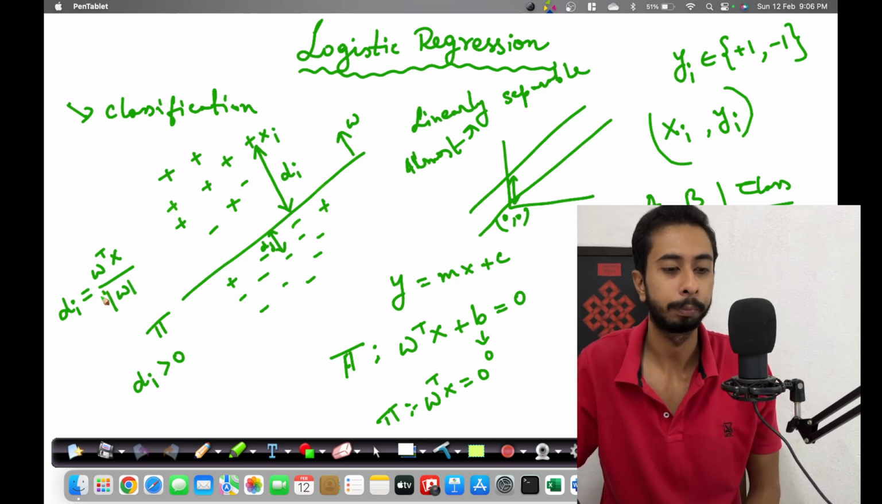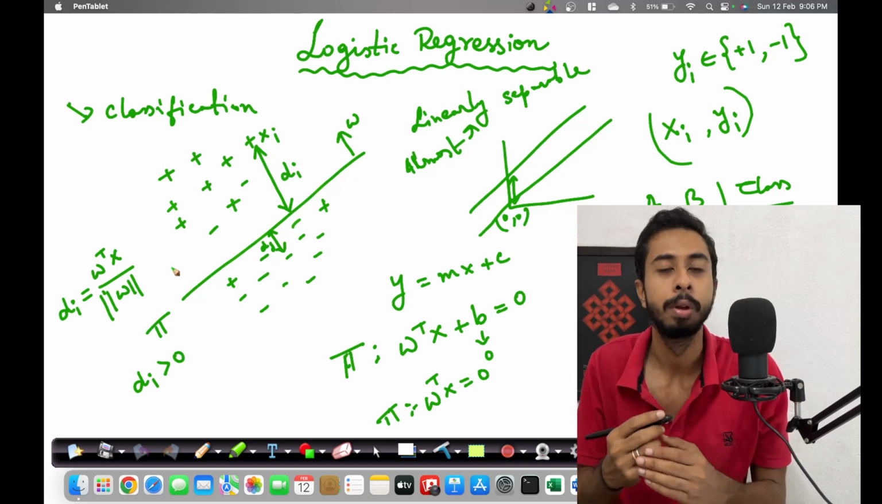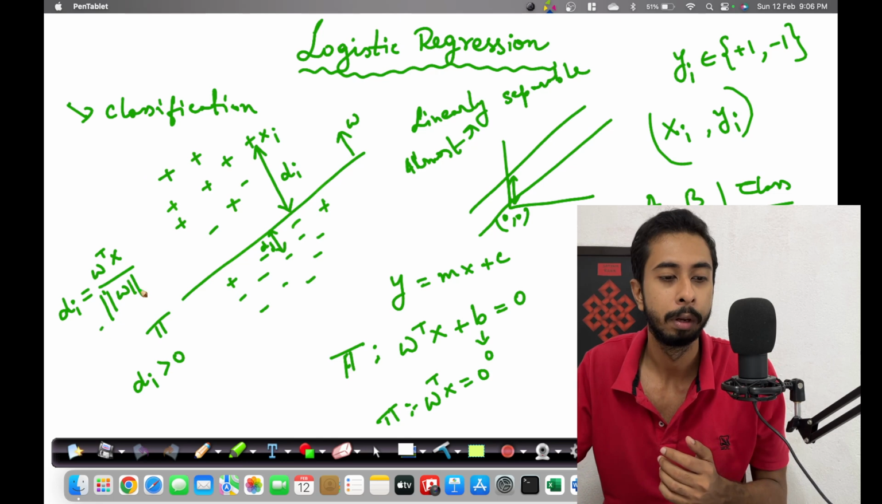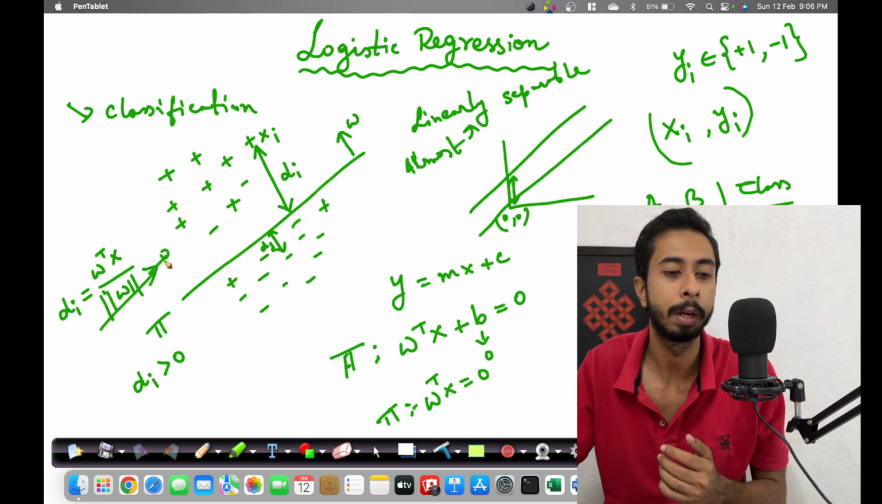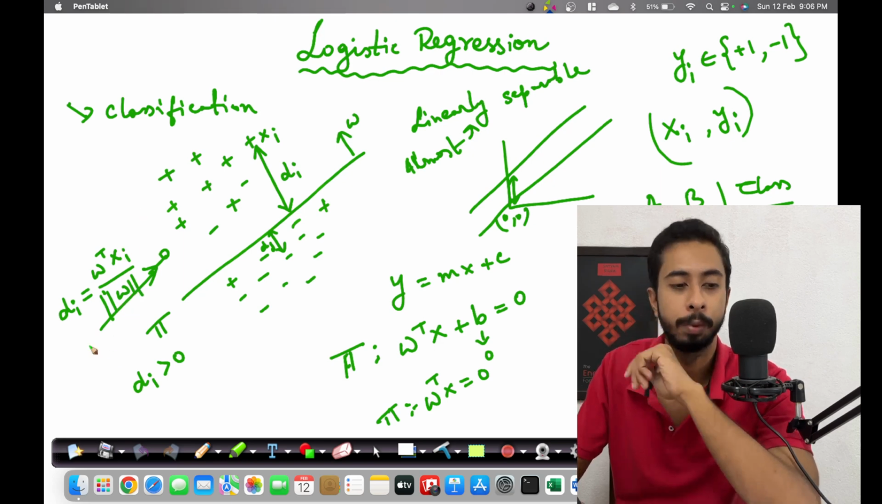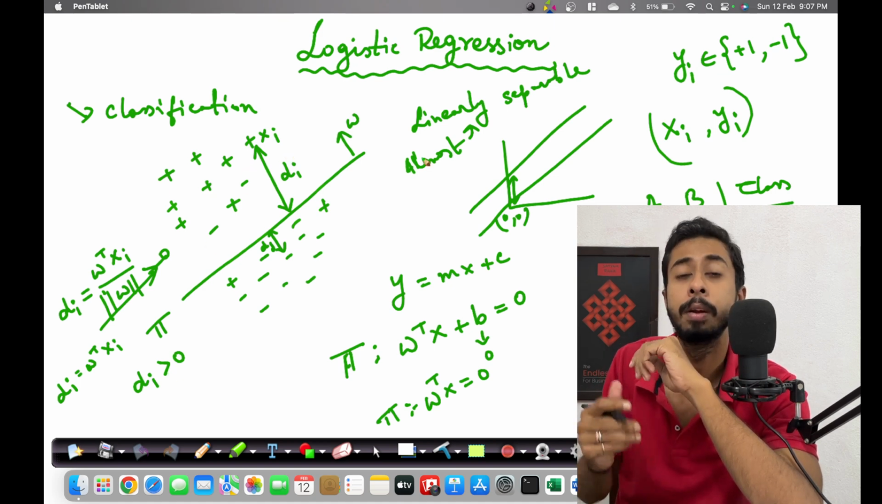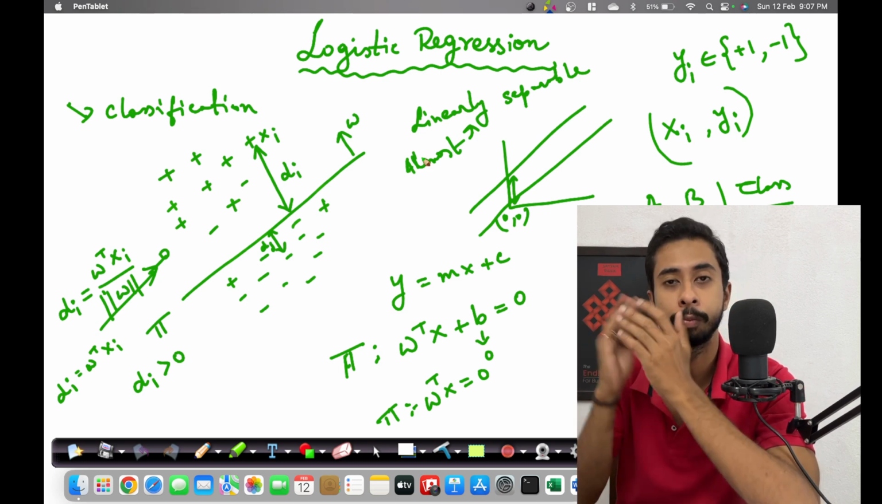Now let's assume that this w is a unit vector. So what will happen? The norm of w cancels out, right? So this is w transpose xi by the norm of w. So di is basically w transpose xi. So this distance is greater than 0 if the point is on the same side of the plane where the normal is pointing. This is from linear algebra.